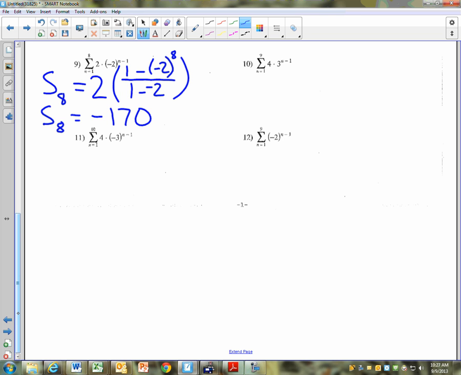Okay. If we do work this out, this is going to be 2 times, we're going to have 1. Is negative 2 to the 8th going to be positive or negative? It's going to be positive. It's going to be positive 256 divided by the bottom, going to be positive or negative 3. So we end up with 2 times whatever negative 255 divided by 3 is.